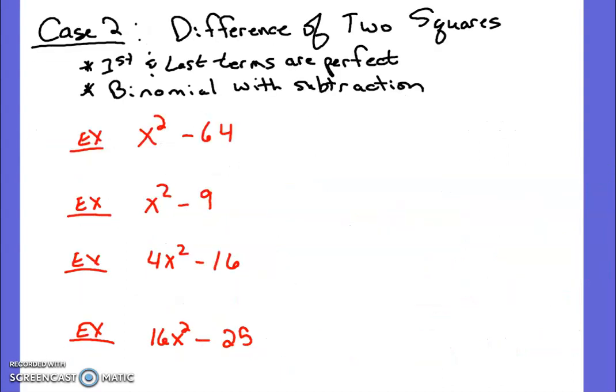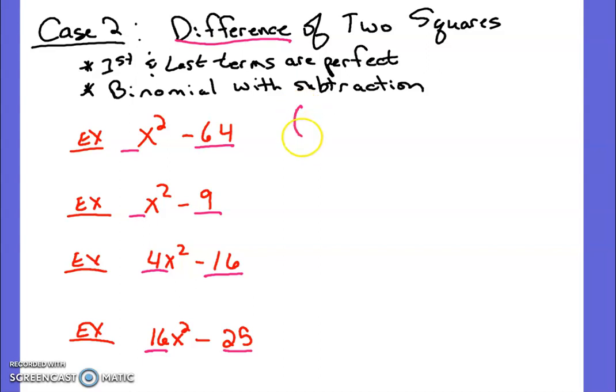All right, case number 2, the difference of 2 squares. Notice difference is referring to a subtraction sign, and so we have the difference of 2 squares. So again, the perfect squares: 1 times 1, 8 times 8, 3 times 3, 2 times 2, 4 times 4, 5 times 5. They are still perfect squares, but I want you to notice that these are binomials with a subtraction sign.